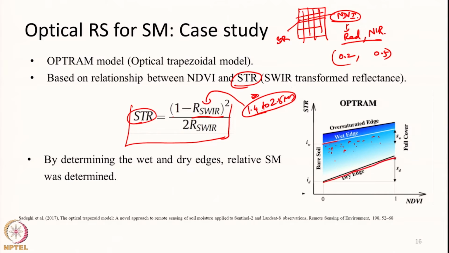One is called the dry edge and the top end is called the wet edge, where the wet edge signifies soils that are full of water and the dry edge signifies dry soils. Once we fit this envelope, then for any pixel having a corresponding value of NDVI and STR, we can calculate the moisture content. So, this is a very simple explanation.